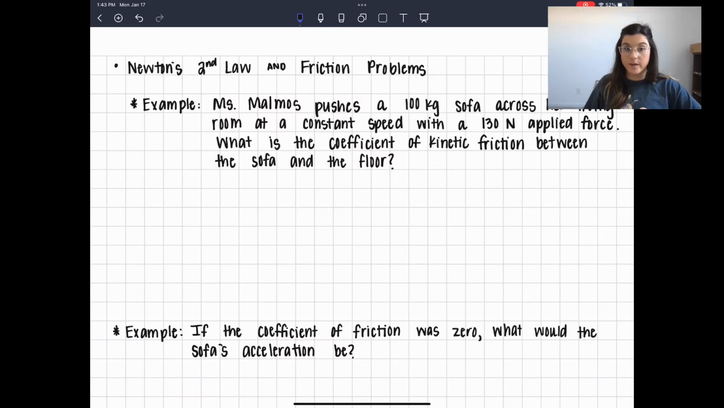Alright, this is a quick video doing a couple of practice problems solving with Newton's second law and forces of friction, doing those calculations. So let's get started with a couple examples.